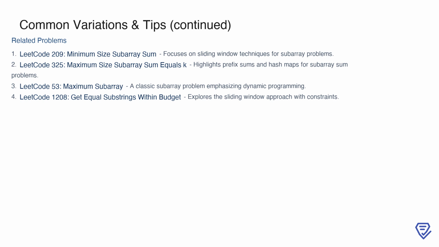For instance, LeetCode 209, minimum size subarray sum, focuses on sliding window techniques, which are often useful for subarray problems. LeetCode 325, maximum size subarray sum equals k, introduces the use of prefix sums and hash maps, providing a strong foundation for handling subarray sum problems. LeetCode 53, maximum subarray, is a classic problem that emphasizes the power of dynamic programming for optimizing subarray computations. Finally, LeetCode 1208, get equal substrings within budget, showcases the sliding window approach in scenarios where additional constraints are applied.